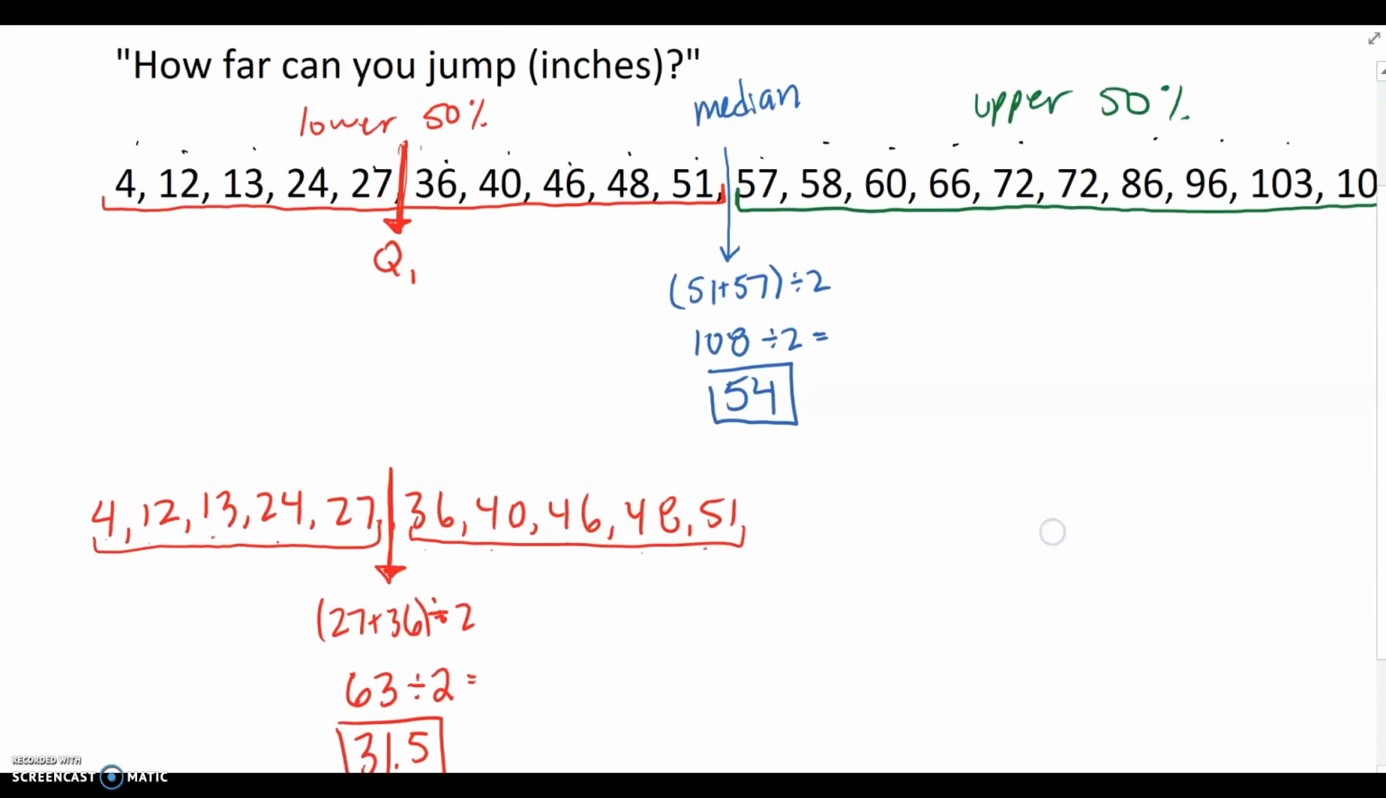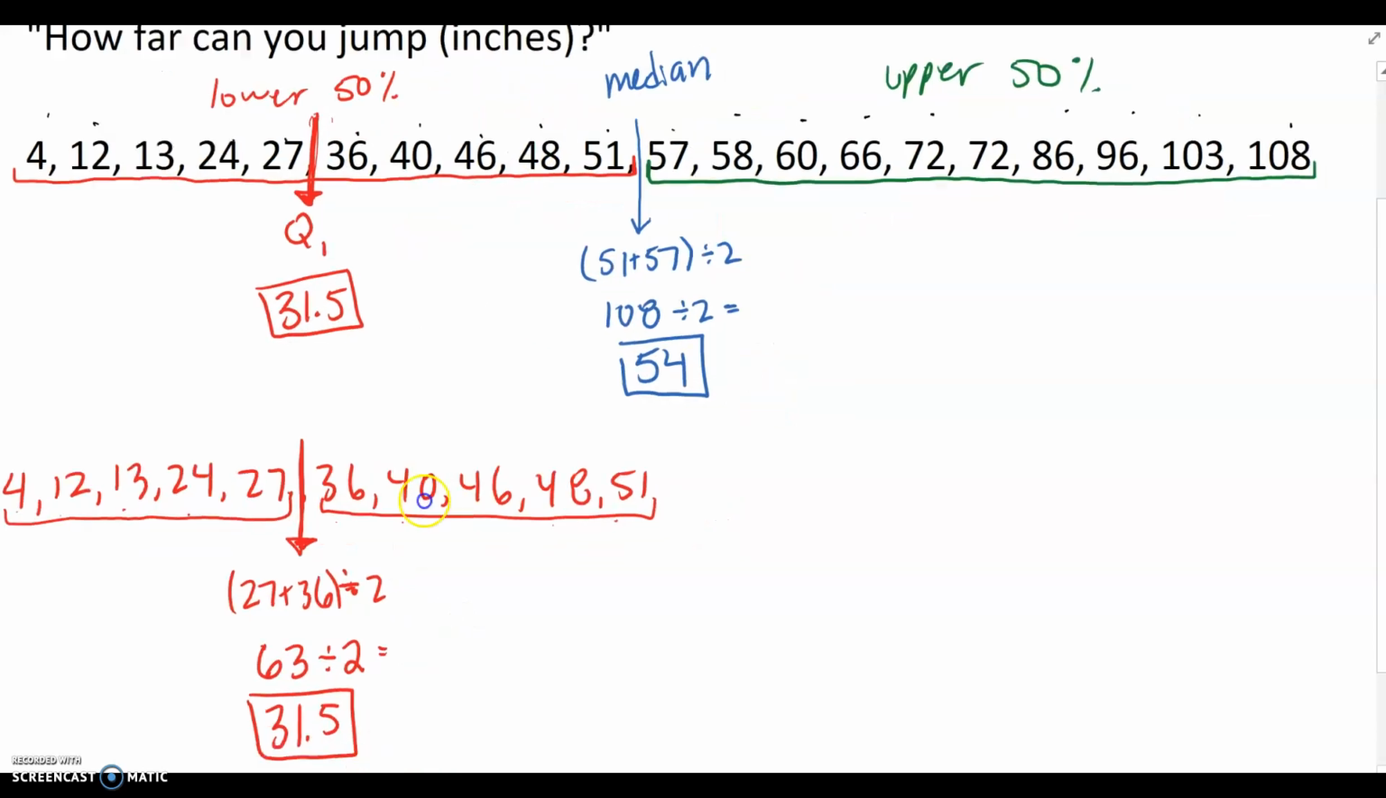So 31 and a half is our lower quartile. So what does that mean? It means that 25% of our data, our students, jumped lower than that. And then 25% of our students are in this range between 31 and a half and 54 inches. So it's breaking it up into equal portions of students.